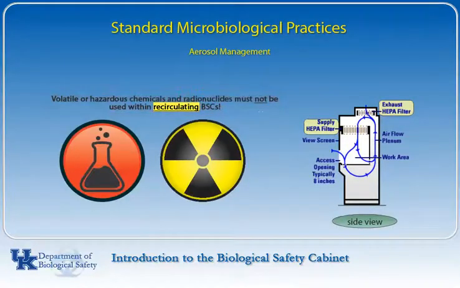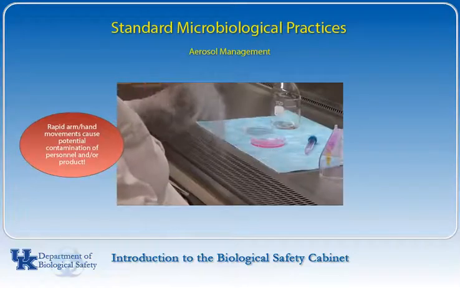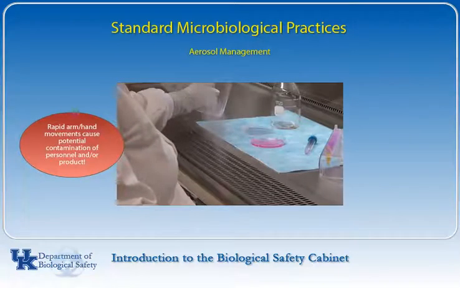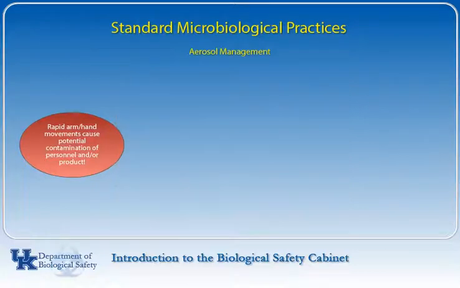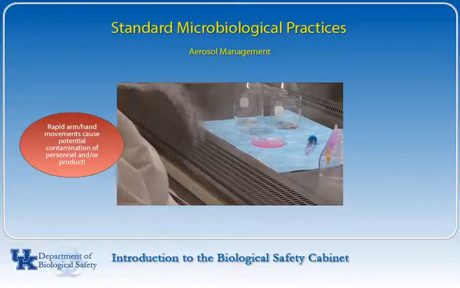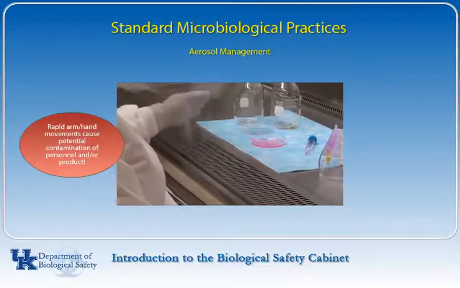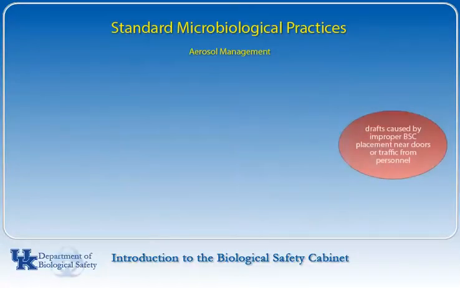Please note, BSCs that recirculate air into the room should not be used for work with volatile or toxic chemicals, as health and safety hazards can result from the buildup of chemical vapors in the cabinet and laboratory. The efficacy of BSCs depends upon the behavior of the operator, the BSC's placement within the laboratory, and the movement of other personnel in the laboratory. Air currents and drafts can disrupt the airflow within a BSC and compromise containment. Ensure BSCs are located away from doors, vents, and traffic paths.